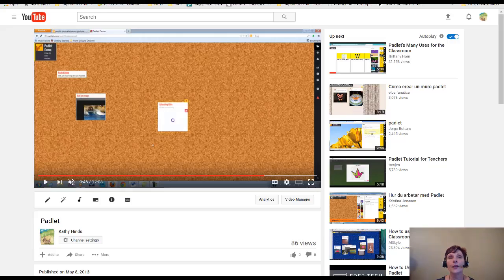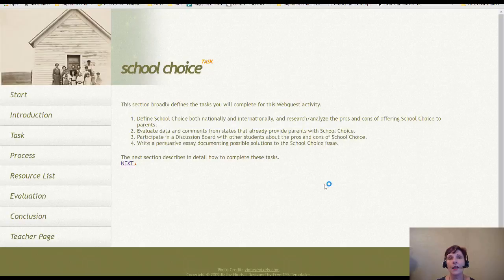My next example is my web quest. I did my web quest on this issue of school choice. I asked students to review the pros and cons of the school choice issue, discuss them with their peers on a discussion board, and finally create a paper that proposed solutions to the school choice issue. This allowed people not only to collaborate through the discussion board, but they also had to logically and reasonably come to a conclusion and propose a solution for the school choice issue.